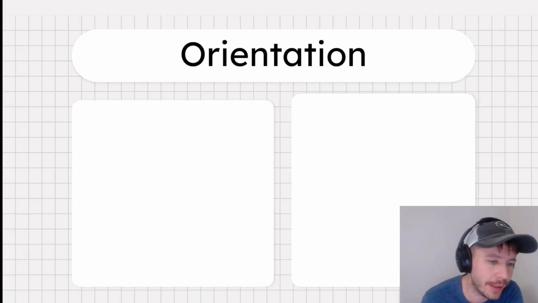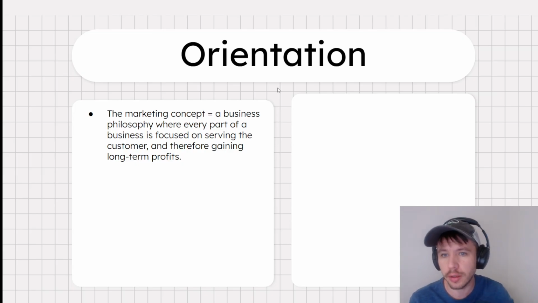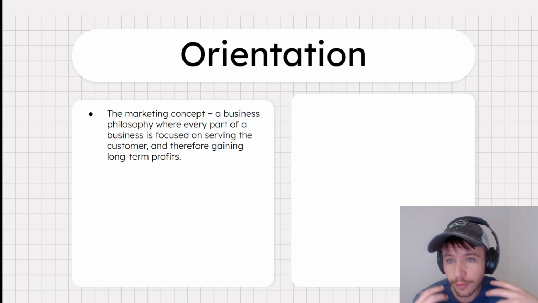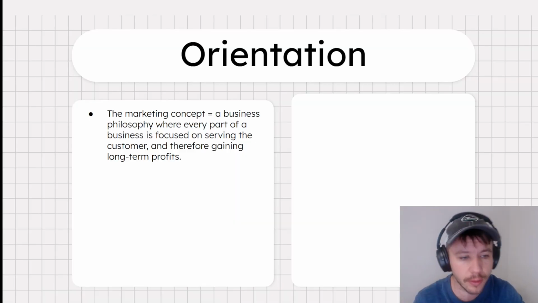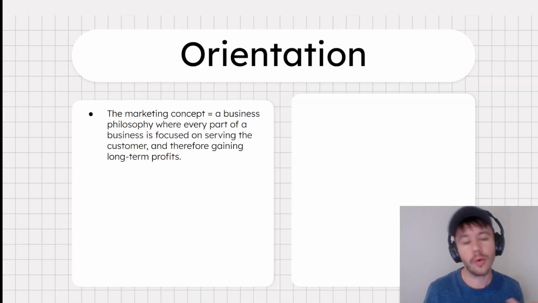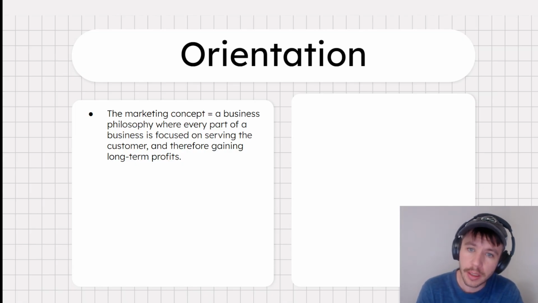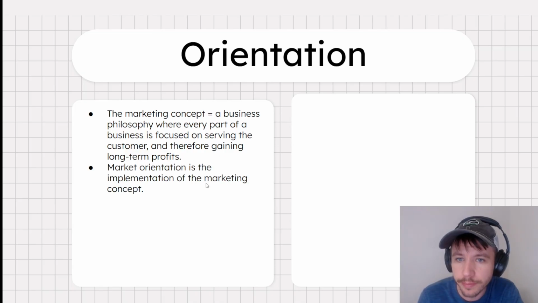First off, we have orientation. So there's a few things we're going to cover in orientation. First, let's back up and talk about the marketing concept. This is a philosophy where everything's about serving the customer, and it's a long-term play versus short-term play. So when you think about orientation, this is something that has developed over time in business where people realize, hey, if I really take care of people, that's the best way to win long term. And that's called the marketing concept.